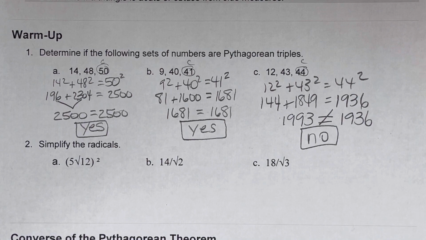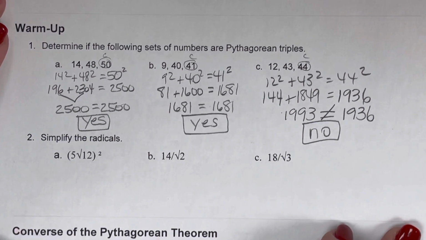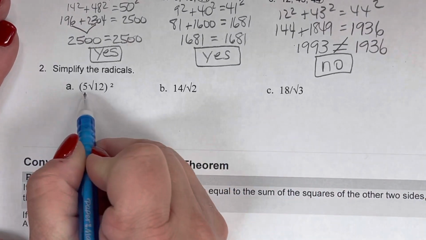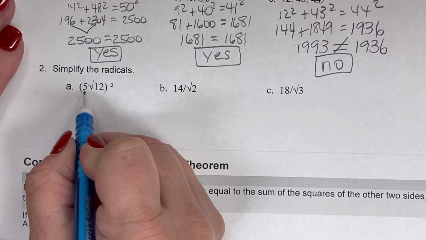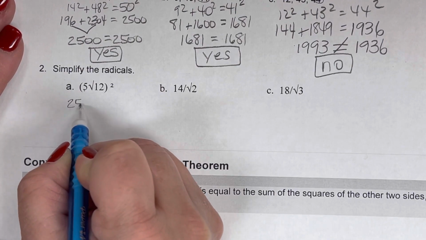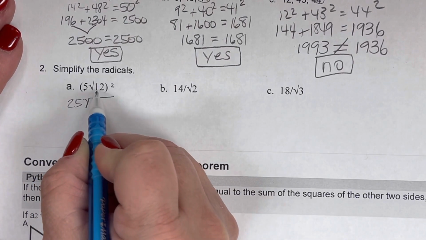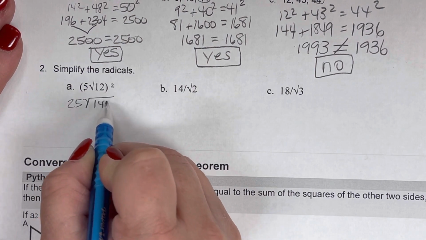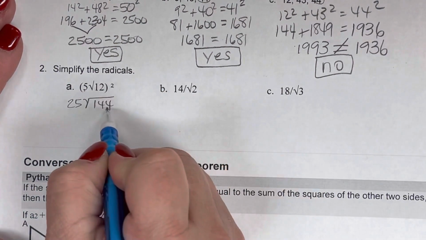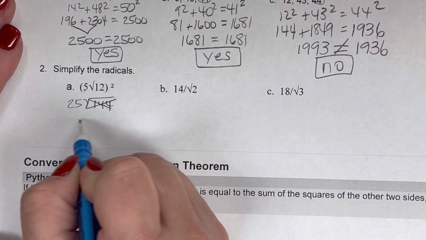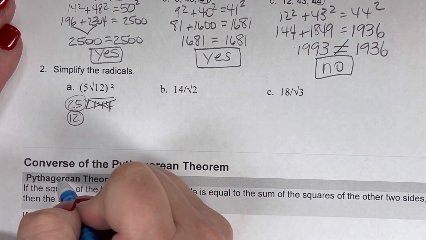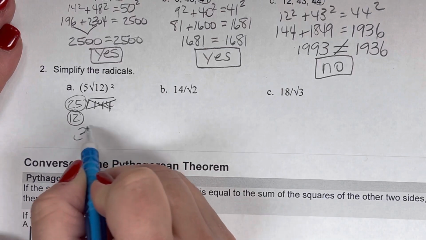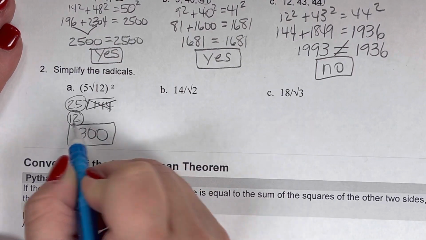Okay, now we're going to simplify the radicals, okay? This means 5 square root 12 squared. So in other words, 5 times 5 is 25. Square root 12 times 12 is 144. Square root of 144 is 12. So that comes out to get multiplied by 25. And my answer is 300.